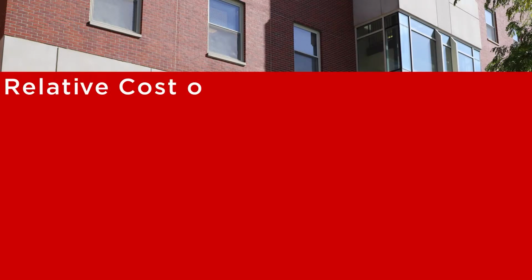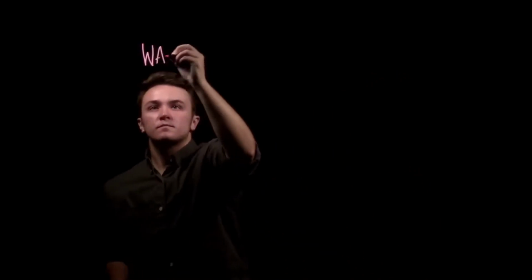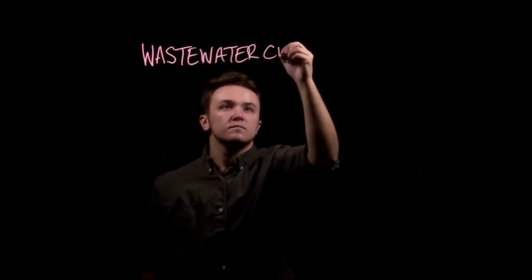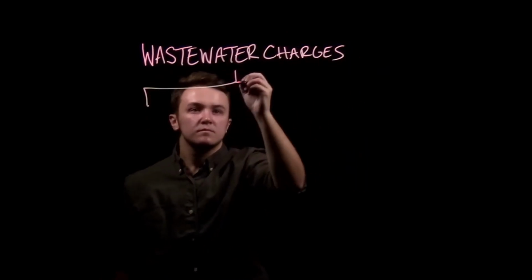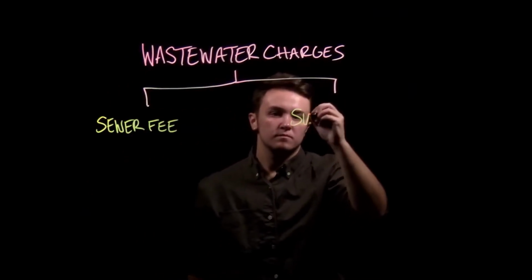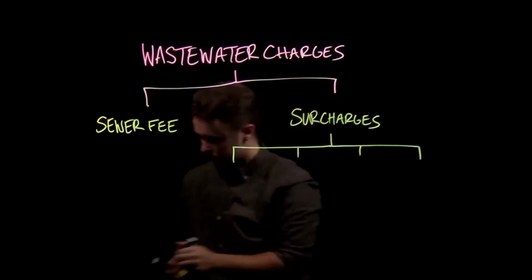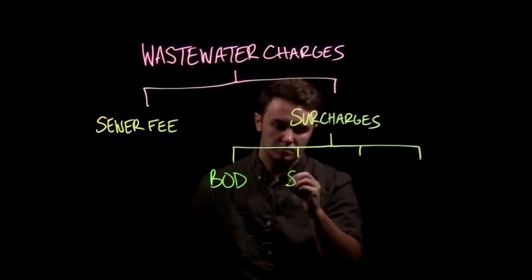Wastewater costs are often a major portion of the total cost of using water. There are two main components which determine the cost added by wastewater. The first, sewer charge, depends on the amount of wastewater a facility produces. The second component of wastewater is surcharges related to biochemical oxygen demand, suspended solids, fat, oil, and grease, and pH.